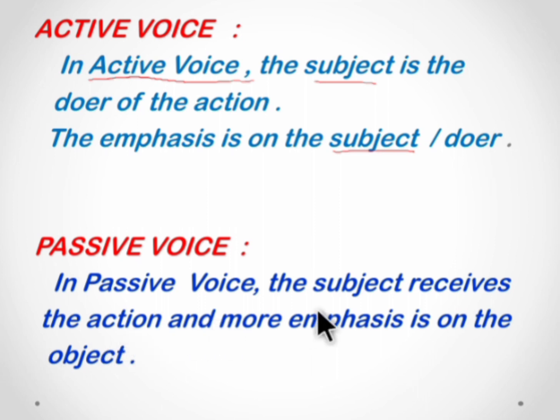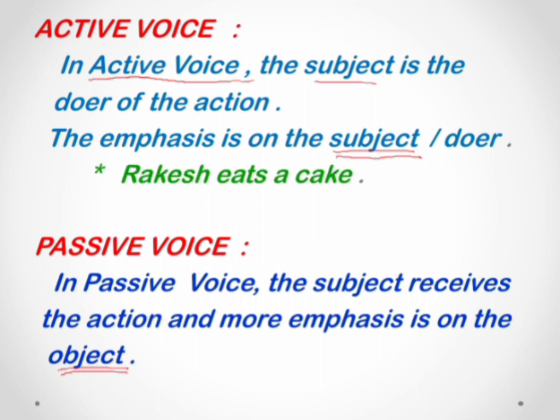In passive voice, the subject receives the action and more emphasis is on the object. So more emphasis is on the object. Here the emphasis is on the subject in active voice. In passive voice, the emphasis is on the object. Let us look at an example. In active voice, Rakesh eats a cake.